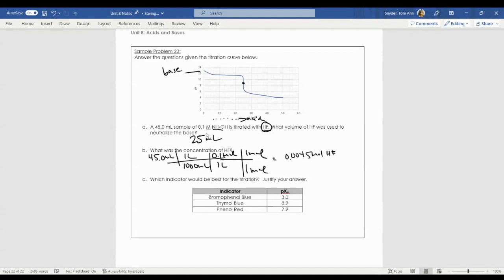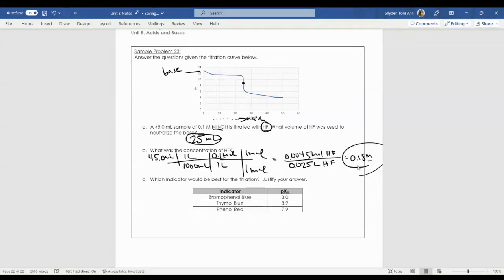But we also know that I used 25 milliliters of hydrofluoric acid. So it's always moles per liter. If I know that based on this stoichiometry, I must have reacted 0.0045 moles, I'm going to divide that by 0.025 liters of hydrofluoric acid. And that gives me my concentration of 0.18.